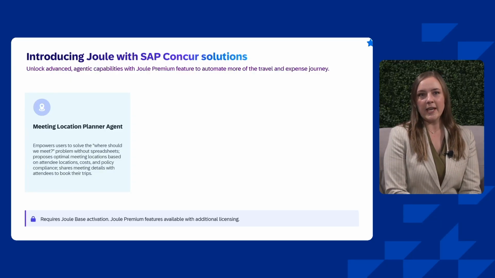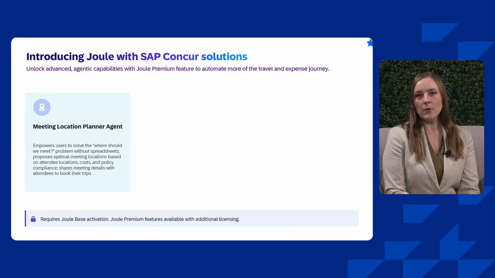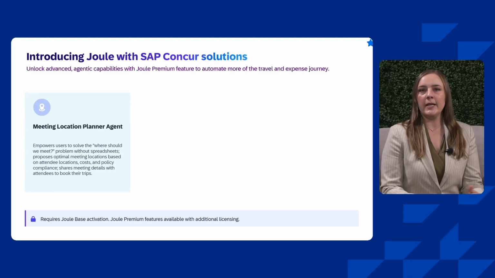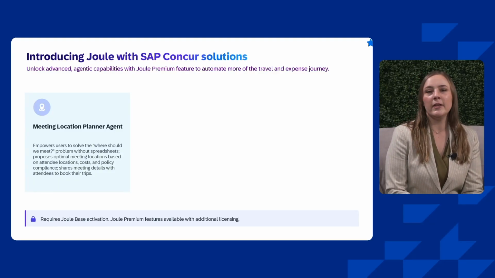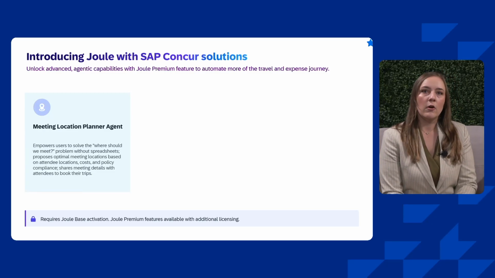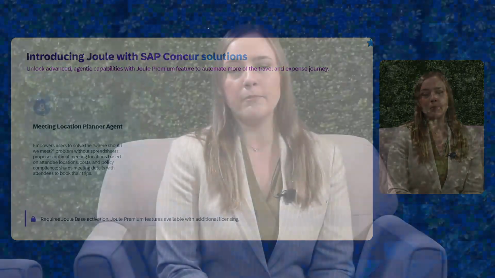So the first agent in our premium solution that I would like to highlight is the Meeting Location Planner agent. And this helps answer the question of where should we meet? So maybe you manage an international team and you want to get everyone together for an on-site. What's the best location? What makes the most sense? What's the most cost-effective? The Meeting Location Planner agent can help answer those questions. And you'll see more information on all these agents later on as we go through the traveler journey.